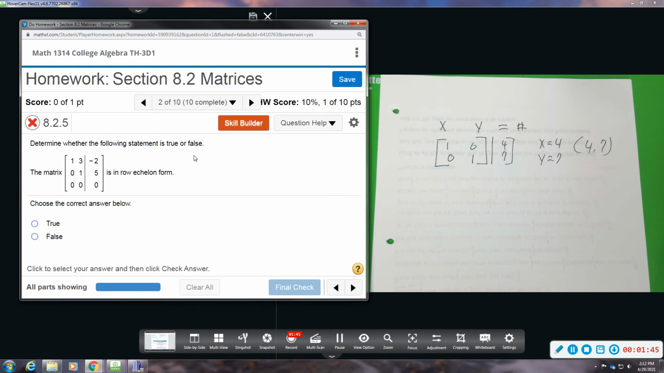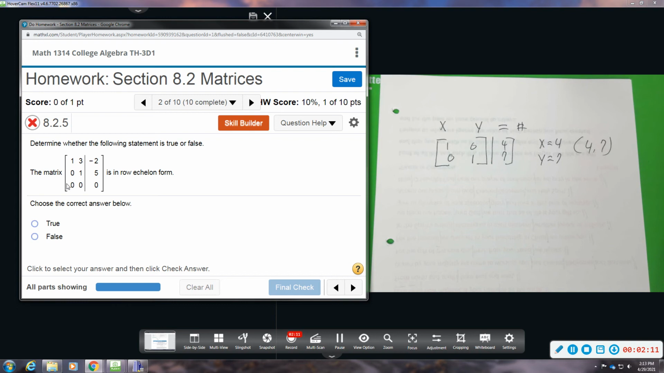Now, number 2 wants us to determine whether this statement is true or false. It says this matrix right here is in row echelon form, not reduced row echelon form, but row echelon form. So row echelon form just says we're going to have a 1 in the first position, zeros below it, and then all the way down the diagonal we're going to have 1 and zeros below it. And that meets the criteria.